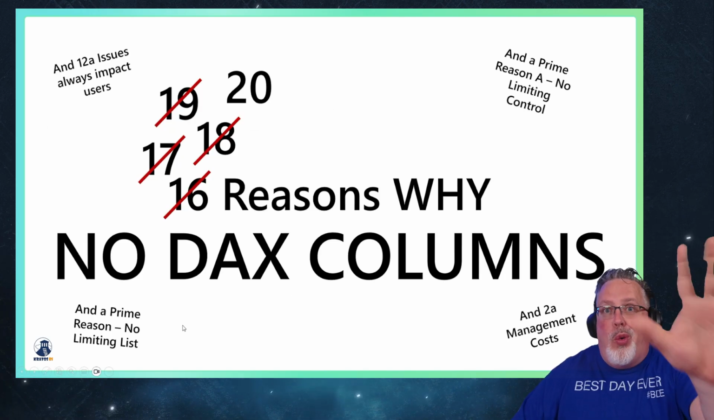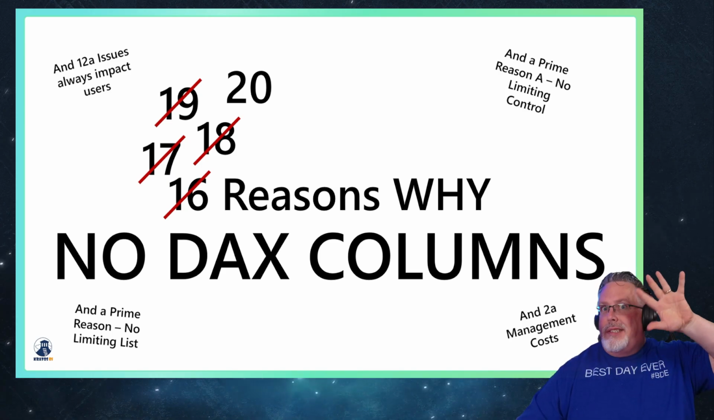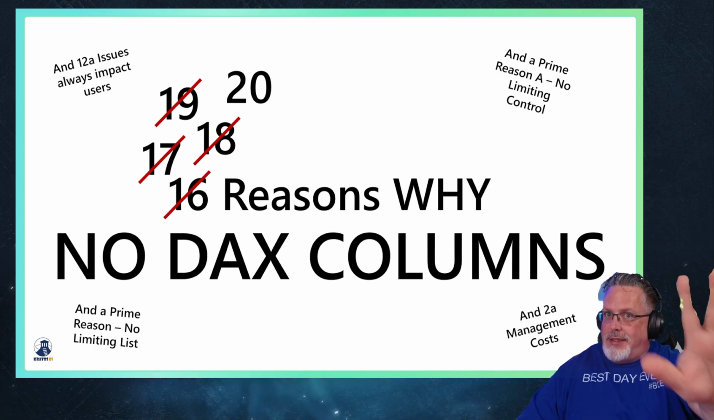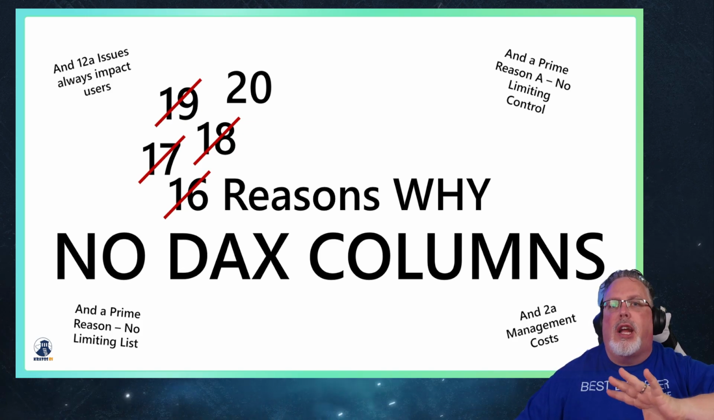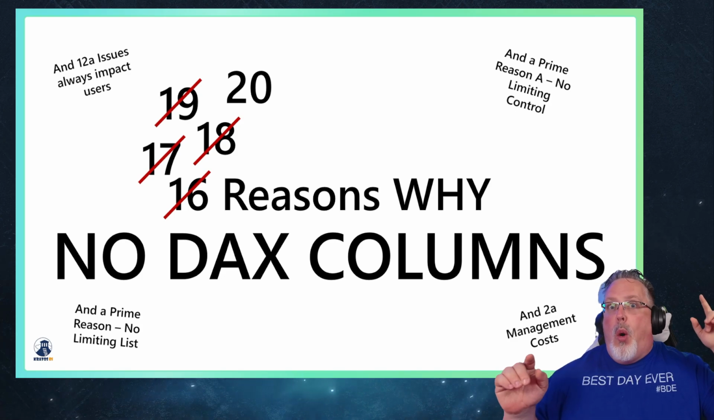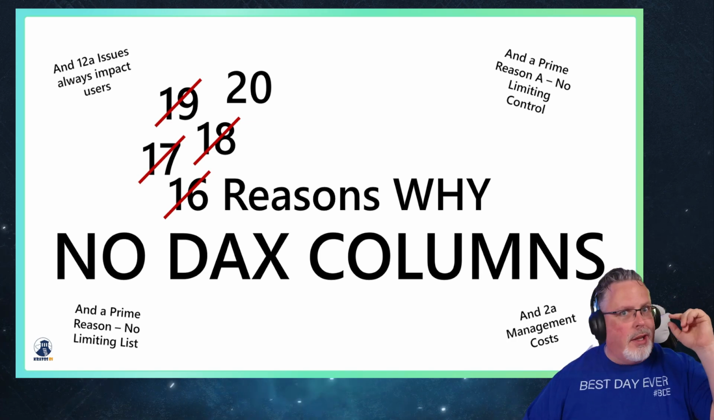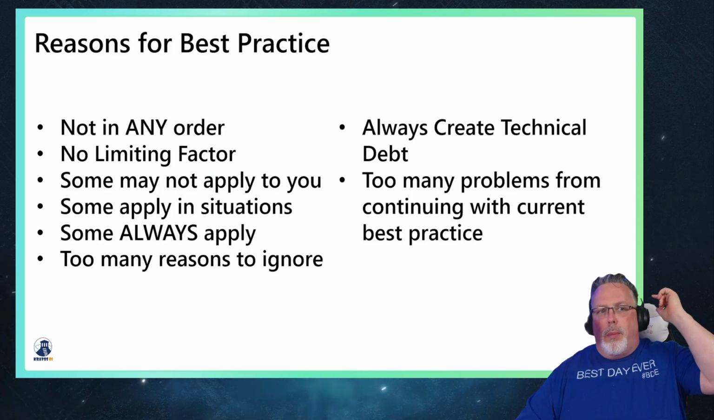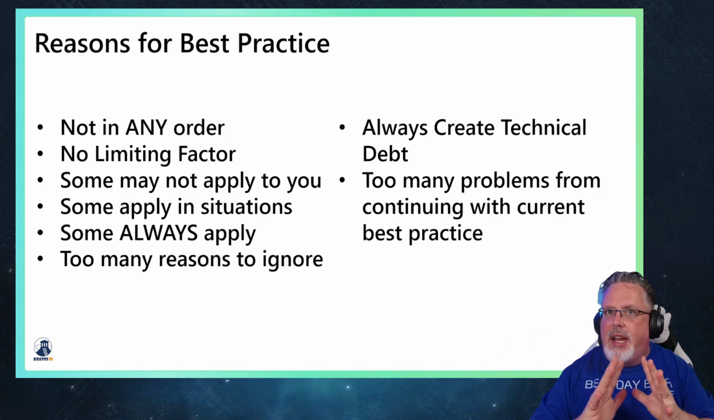Now, I've got 20 reasons. There's 20 reasons why we're eliminating it, so it's not just these 4. If you do not hear a valid reason for you to eliminate DAX calculated columns, wait till the future video where we get into it. All right, so we're going to keep them rolling. So reasons why we're doing this. Now, these are not in any order.